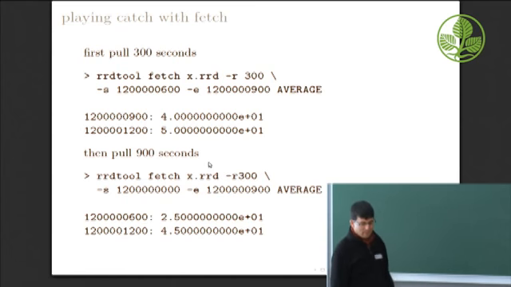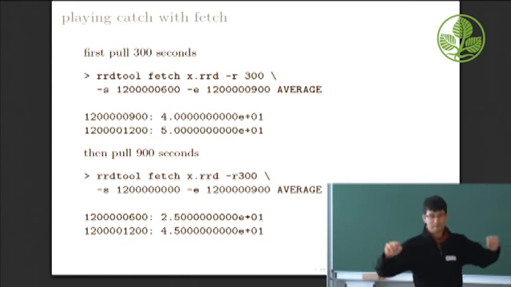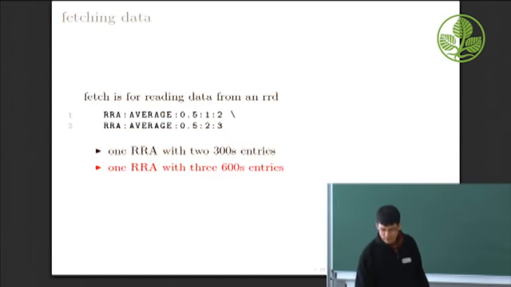And then the second request is to get a longer period of data. Now, the longer period of data is not covered by my high-resolution round-robin archive, because the first round-robin archive, this one here, only stores 2 data points at 300 seconds. So it will end at 600 seconds. It's very short, right? It has only 2 storage spaces. Whereas the second round-robin archive has 3 storage spaces 600 seconds apart.